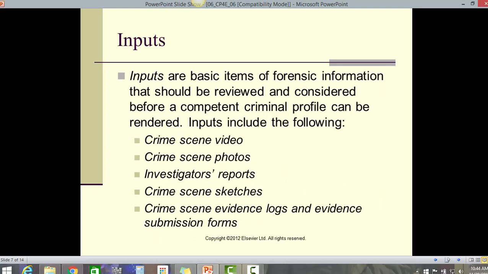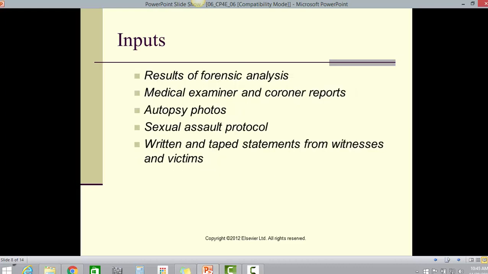Inputs. Inputs are the basic items of forensic information that should be reviewed and considered before a competent criminal profile can be rendered. Inputs include the following: crime scene videos, crime scene photos, investigators' reports, crime scene sketches, crime scene evidence logs, and evidence submission forms. Results of forensic analysis: medical examiner and coroner reports, autopsy photos, sexual assault protocol, written and taped statements from witnesses and victims.